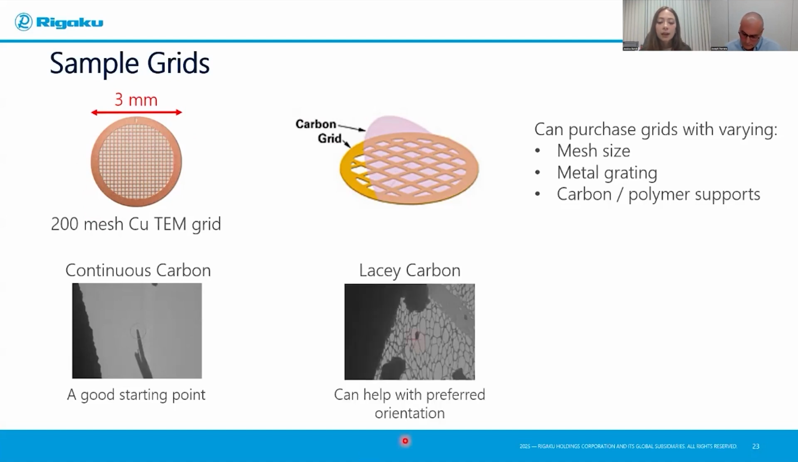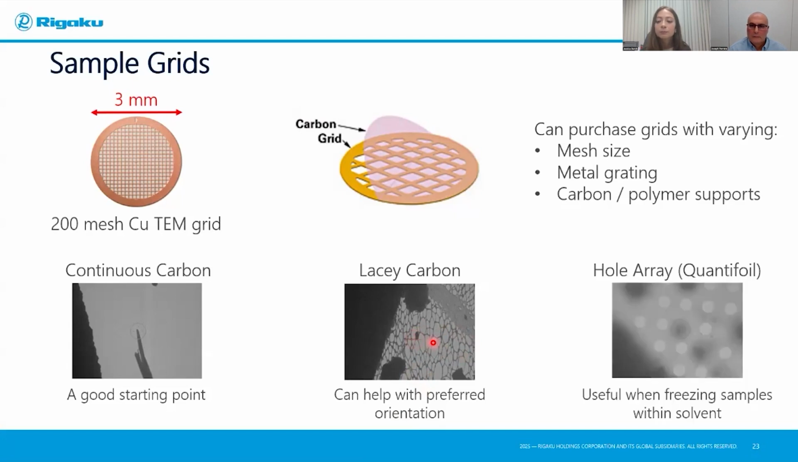From here, we can look at lacy carbon. So this is an example of a crystal that I'm circling here. And this sort of spiderweb looking background is the lacy carbon support. And what's great about this support is that you can help your crystals not lay all on the same orientation on the grid, which can be helpful, as we'll see when we go through our data processing side of things.